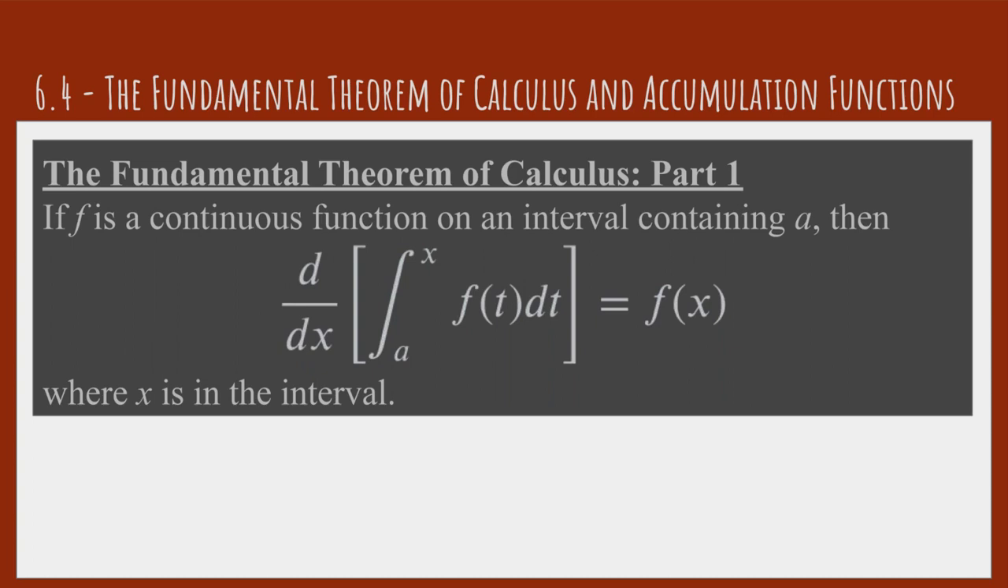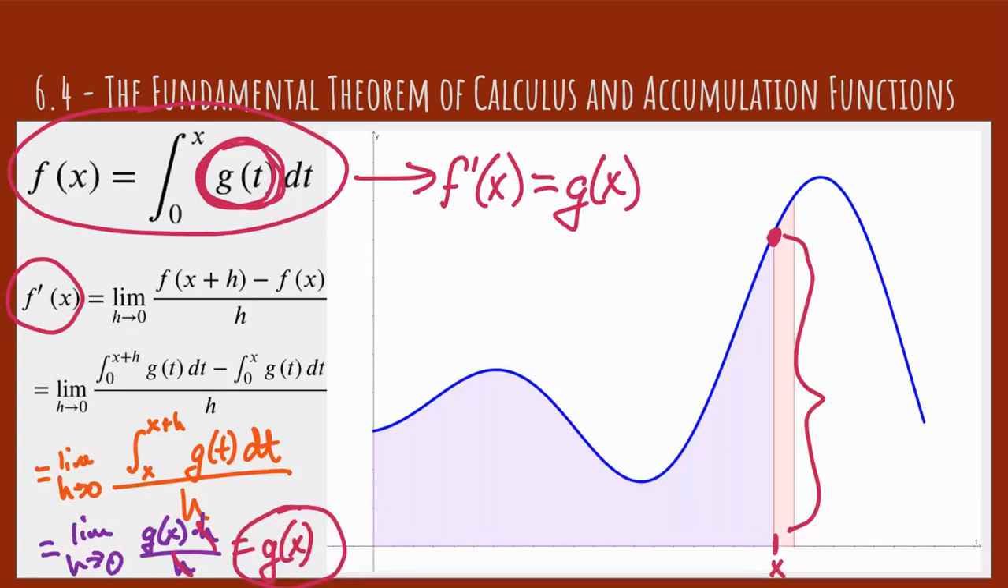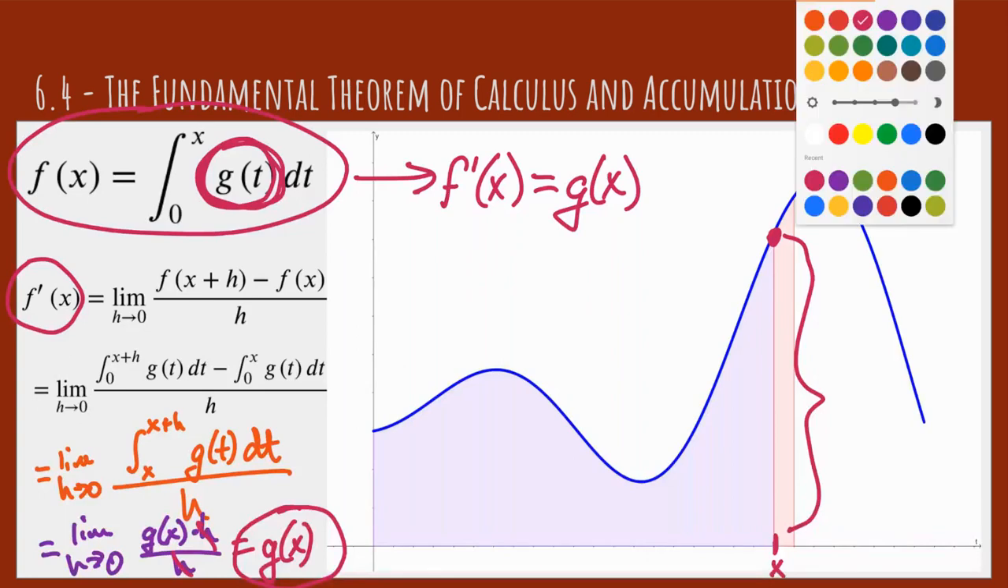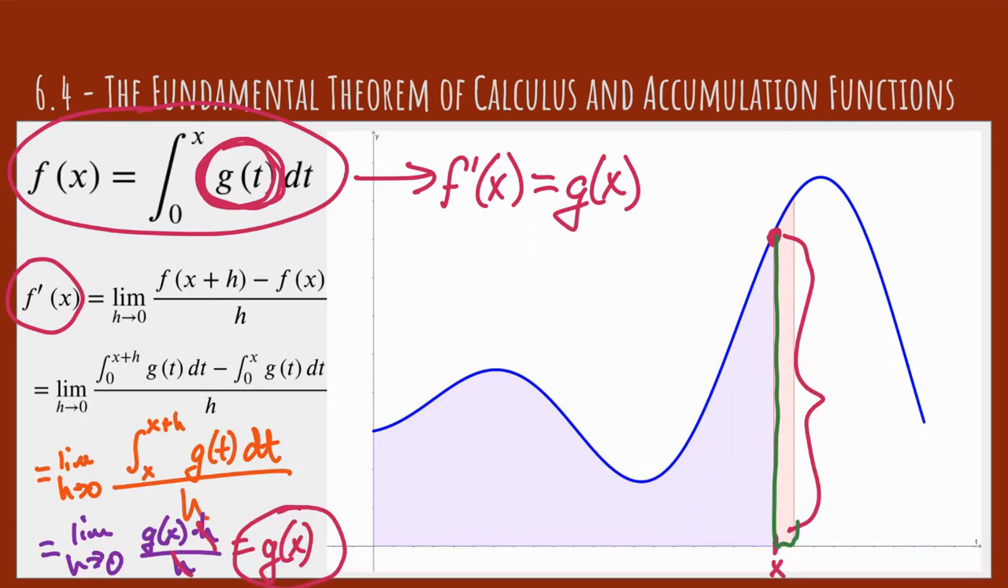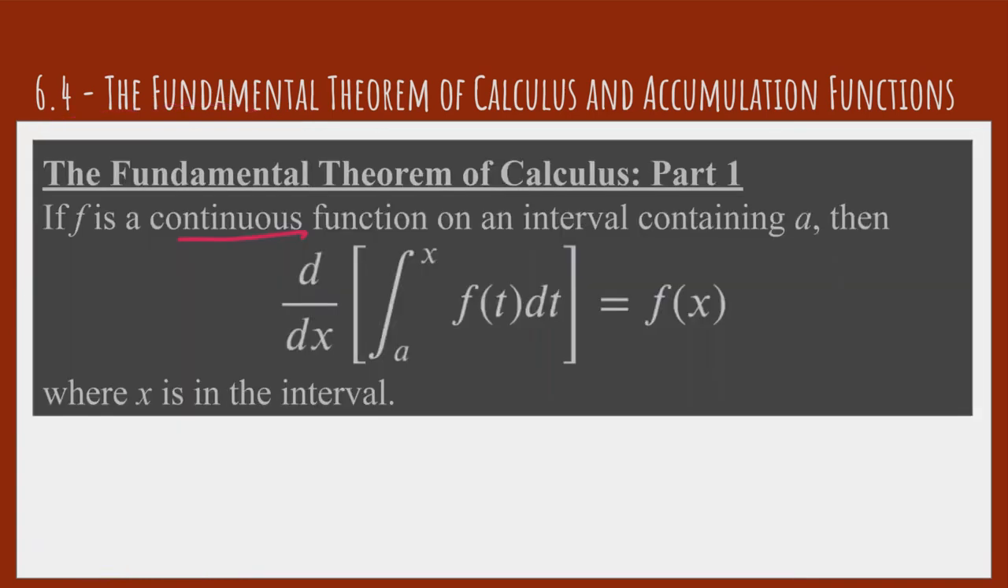So the fundamental theorem of calculus says exactly what we just went through. If f is a continuous function, and this is important because if f is not continuous, then this area right here is not necessarily going to be approximated by g of x times h. So if there were a jump discontinuity there and the function were, say, up here, then it wouldn't work. So if f is a continuous function on an interval, then the derivative is going to be given by this.